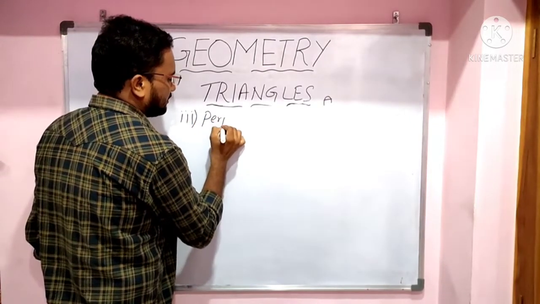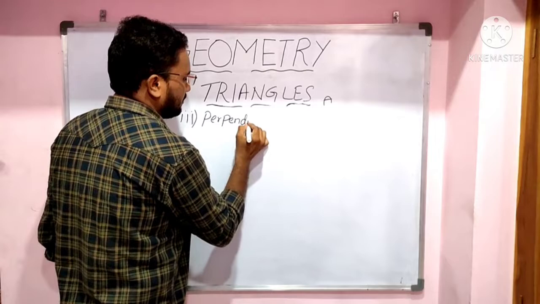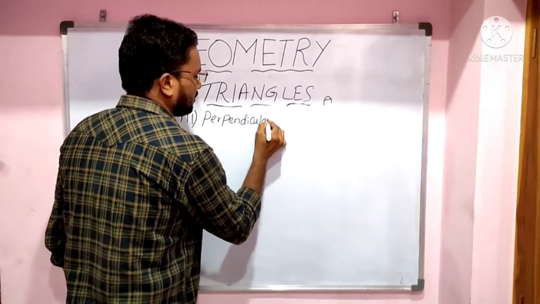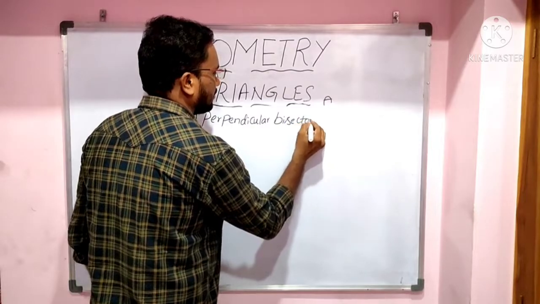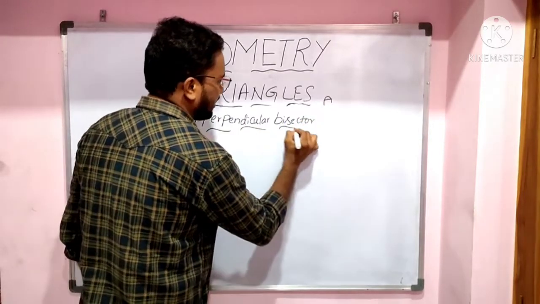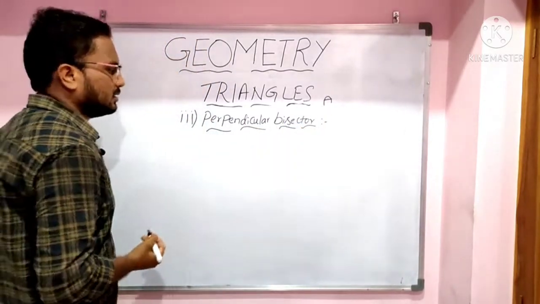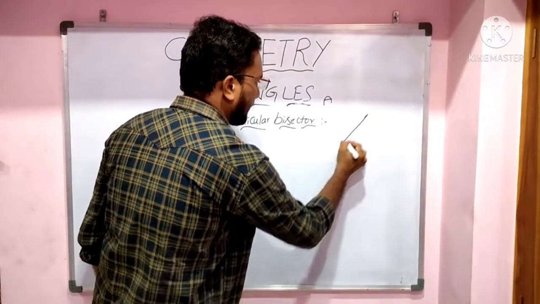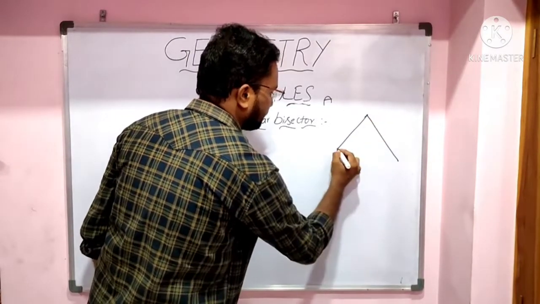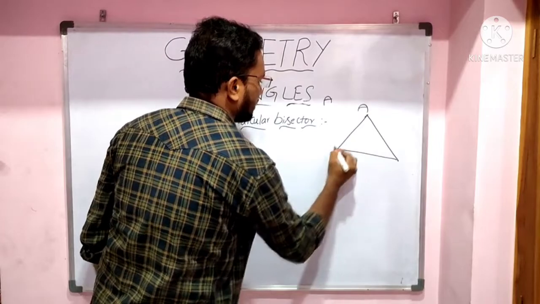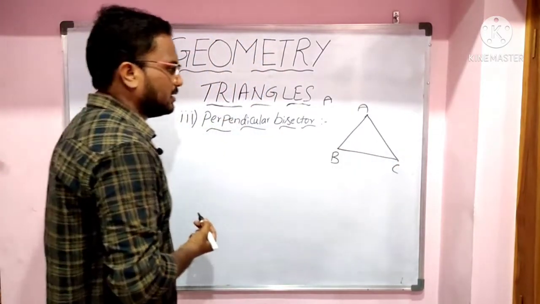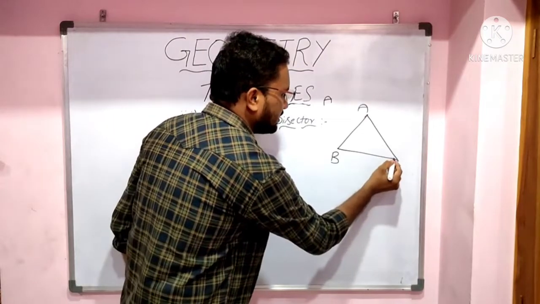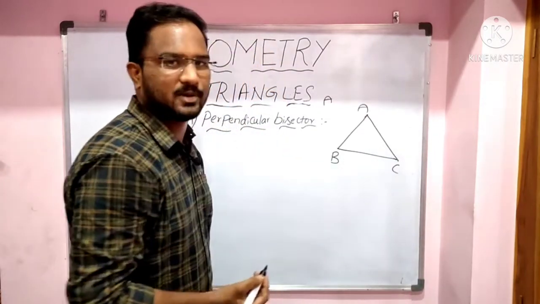Okay, third one, perpendicular bisector. What is a perpendicular bisector? Okay, let's take a triangle. This is A, B, C. ABC is a triangle. Okay, so in our school days we used to draw the perpendicular bisector.